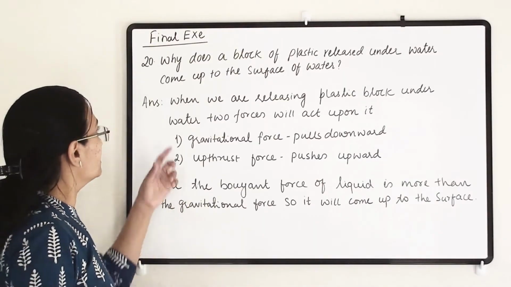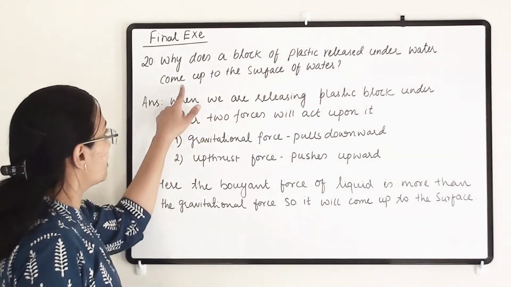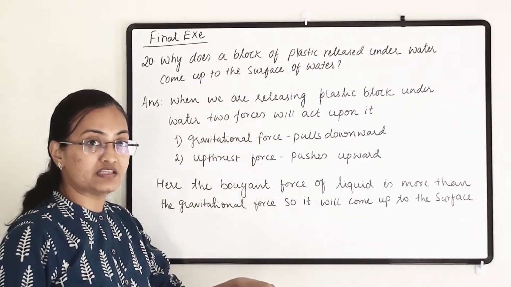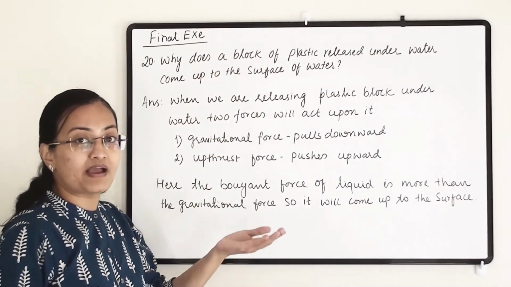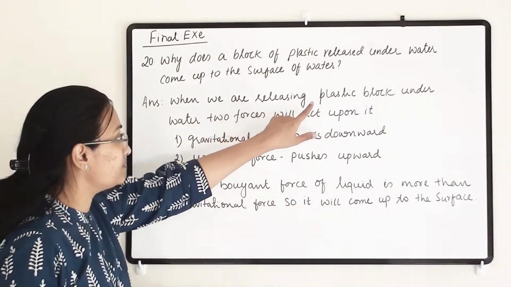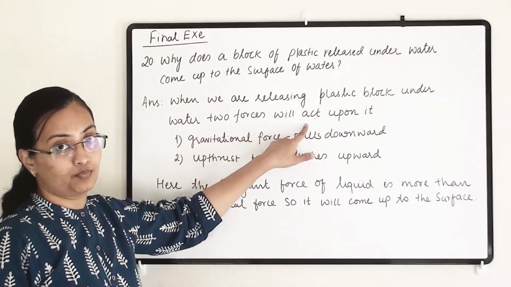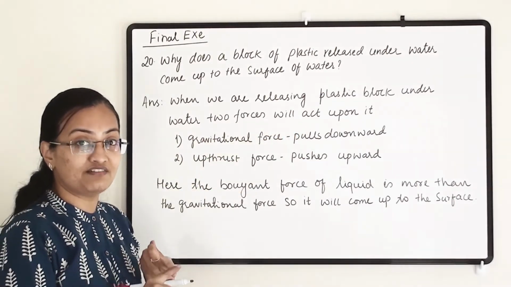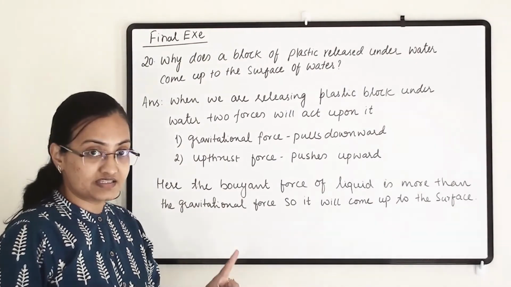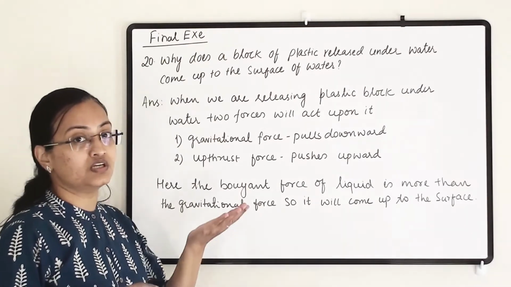20th question. Why does a block of plastic released underwater come up to the surface of the water? So we are just dipping it inside, but it will bounce back and come to the surface of the water. So when we are releasing a plastic block underwater, two forces will act upon it. First, gravitational pull, which pulls it downward. And second, the upthrust force of the liquid, which pushes it upward.